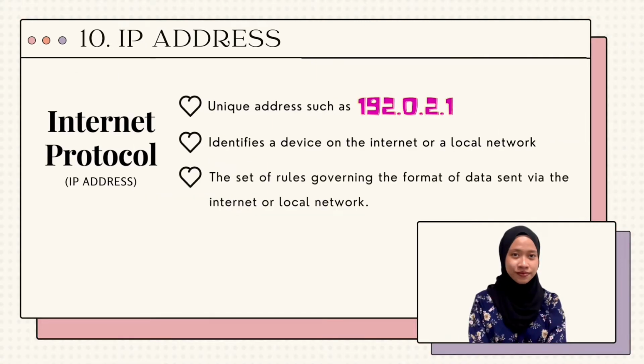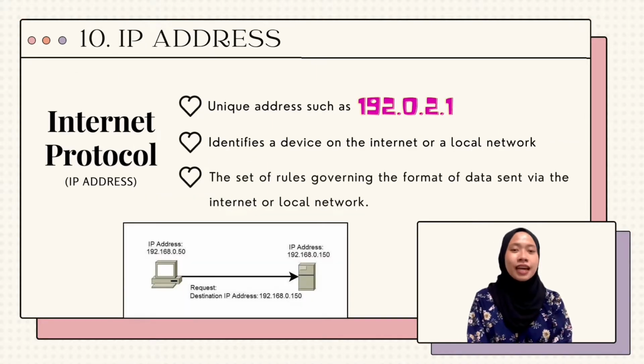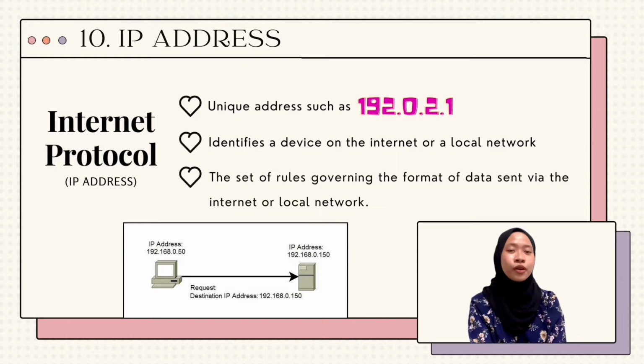Then, what is an IP address? An IP address is a unique address such as 192.0.2.1 that identifies a device on the internet or a local network. IP stands for Internet Protocol, which is the set of rules governing the format of data sent via the internet or local network.